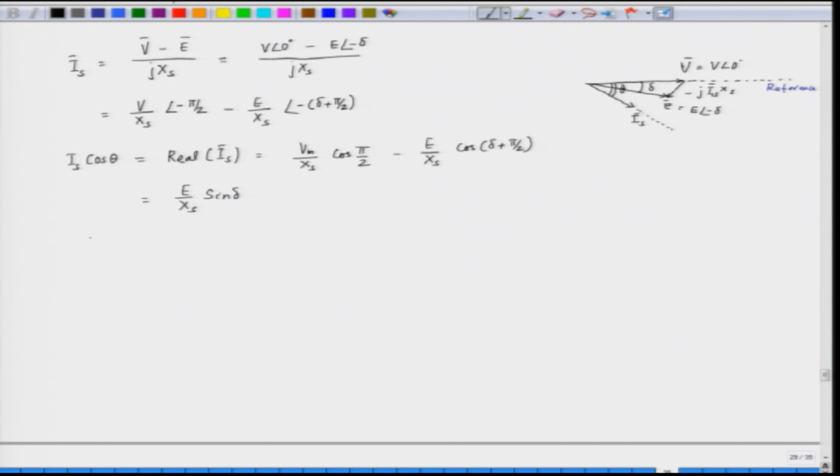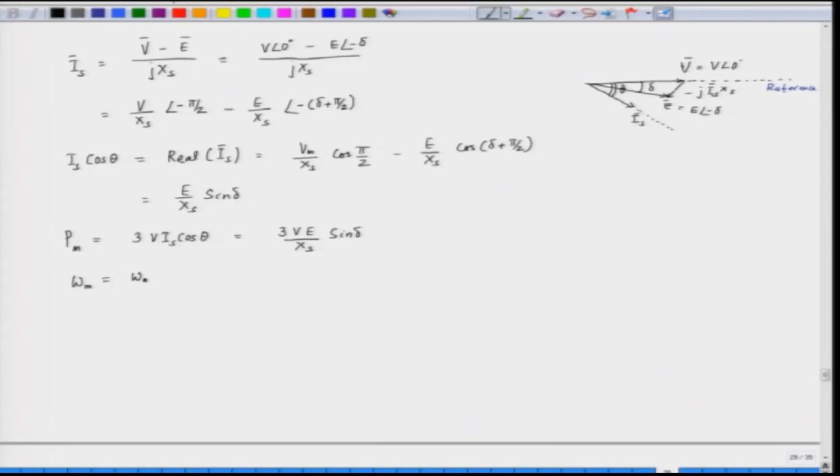So, this is what we get here. Now, as per our previous equation, what is P output? P output is 3 V into I s cos theta. So, we will be replacing for I s cos theta. So, that is equal to 3 V E by x s into sin delta. So, this gives the mechanical output power of a cylindrical rotor synchronous machine.